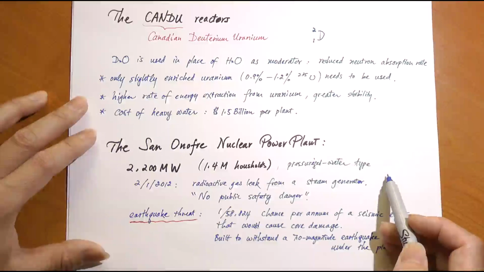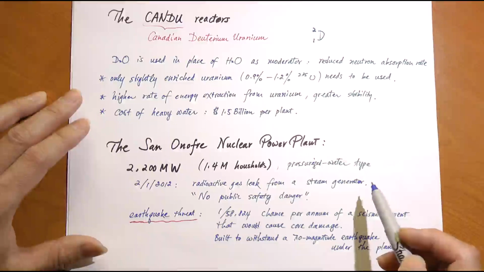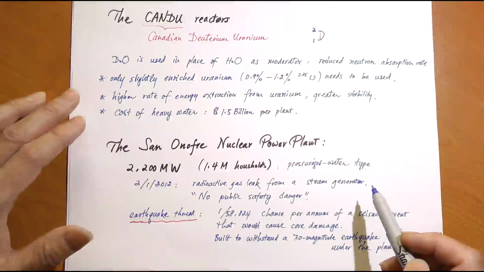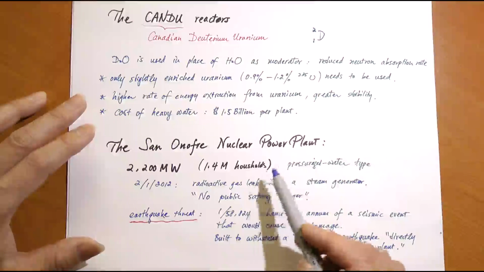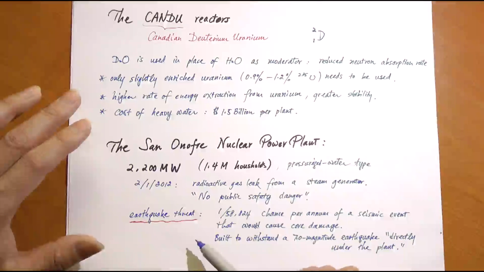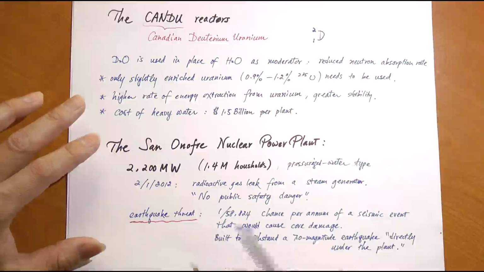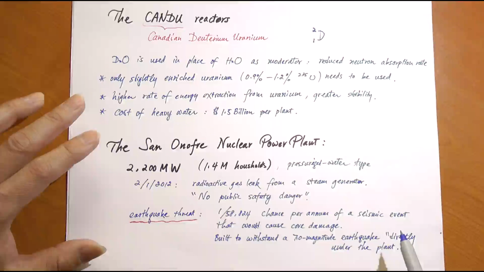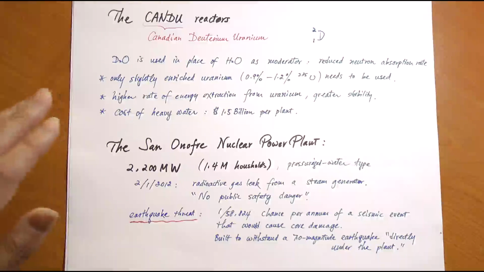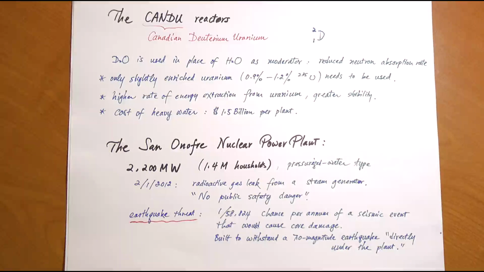And what about earthquake threats? What if there is an earthquake or even a tsunami that comes with it? What's going to happen? Well, the San Onofre nuclear power plant is designed to withstand an earthquake of 7.0 magnitude directly under the plant. What if there's an earthquake bigger than that? Well, the worst thing that can happen is like the Fukushima incident, which we'll talk about a little bit later.